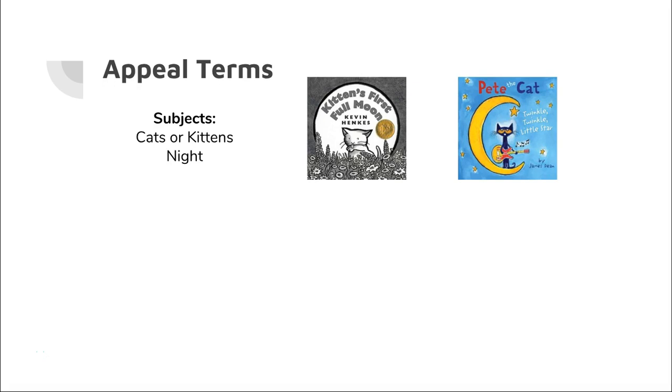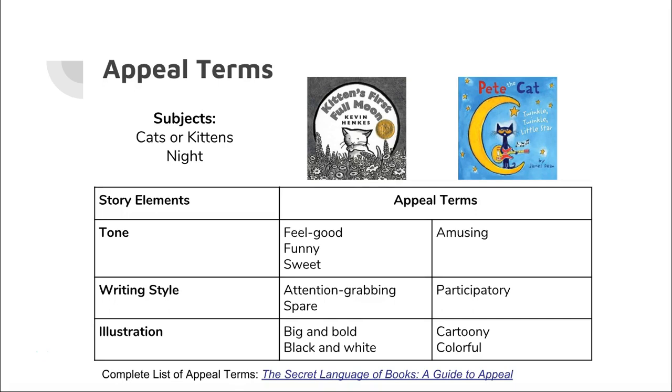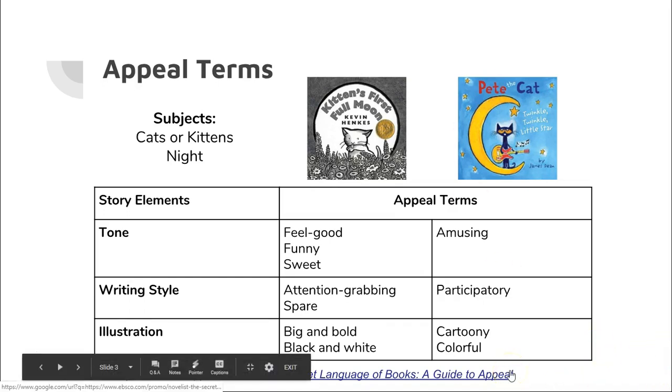For instance, consider these two picture books that share several subject headings: cats or kittens and night. The covers alone suggest that these are very different types of books, and the appeal terms for tone, writing style, and illustration confirm this. While Kitten's First Full Moon is a tender story with spare text and bold black and white illustrations, the Pete the Cat book is an energetic, colorful book that begs children to participate in the reading and start singing. The terms shown here are just some of the many appeal terms used within NoveList. You can access a complete list of all the terms at the link located at the bottom of this slide.